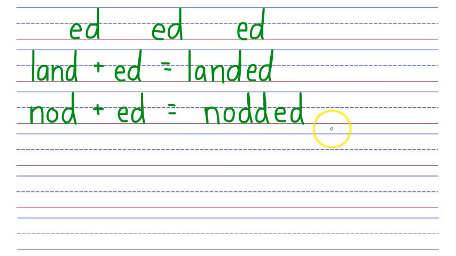N, ah, d, e, d. Say it fast, nodded. Now why does this say ed and not d or t? Because it's following a D. Because ED phonogram after D or after T says ed.